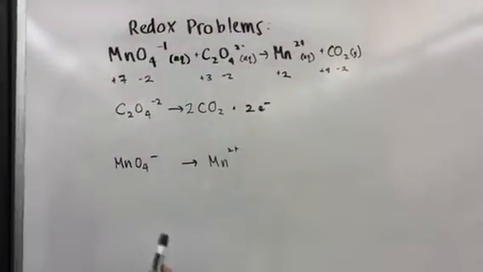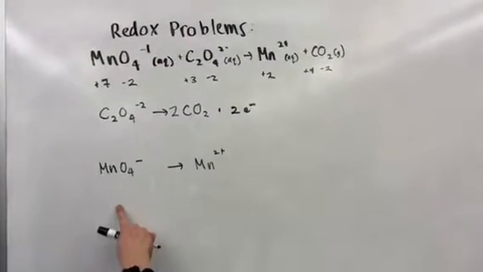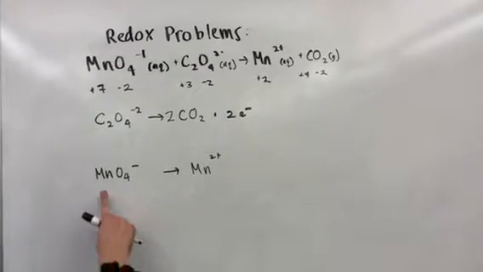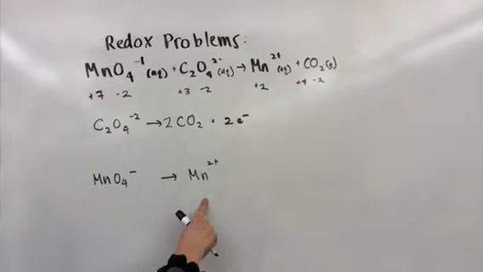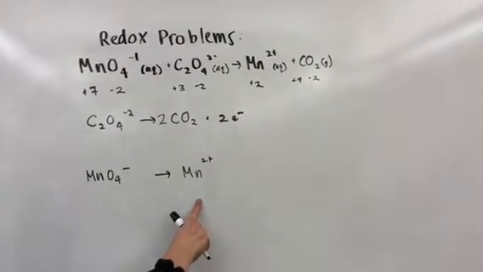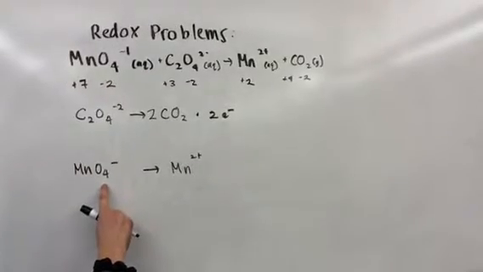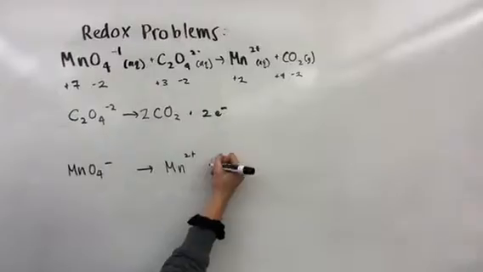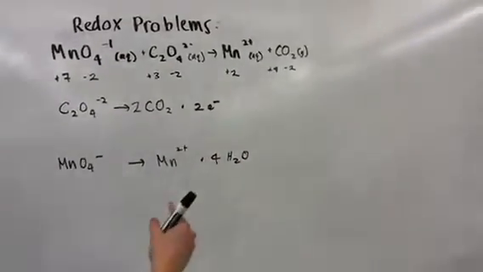All right, so next we're going to do the same thing with the manganese half side of the reaction. So first we need to balance the elements other than O and H, and the manganese is already balanced 1 to 1, so that's fine. Next we need to balance the oxygen atoms by adding water as needed. As we can see, there are 4 oxygen atoms on this side, but not on this side. So we need to add 4 H2O to that side.